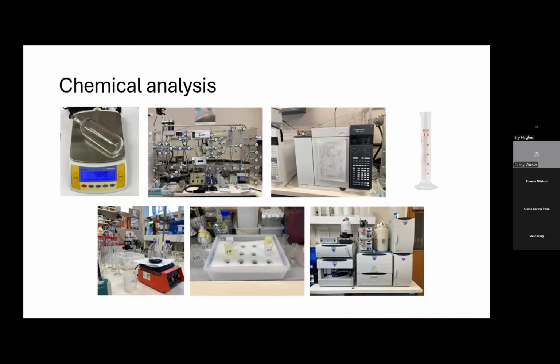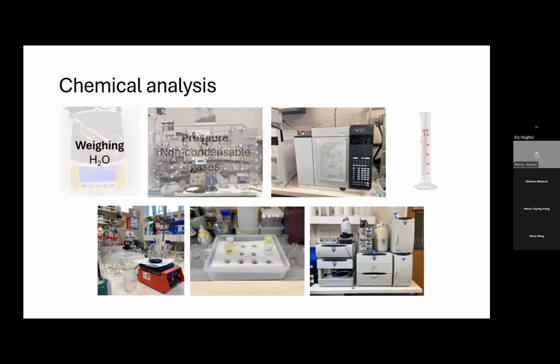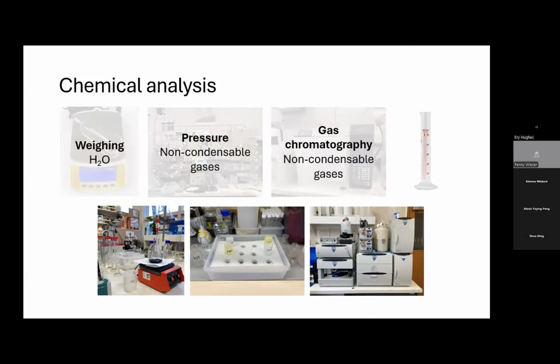So the first step is you're going to weigh your sample when it comes back, and that's just so you can work out how much water you collected. So you know the weight of the sample before you left, and then you know how much water has been added. The second step is to measure the pressure in that headspace, and that's going to allow us to calculate how many moles we have of the non-condensables. You then take it to a gas chromatography piece of kit, and you measure the concentration of those different headspace gases.